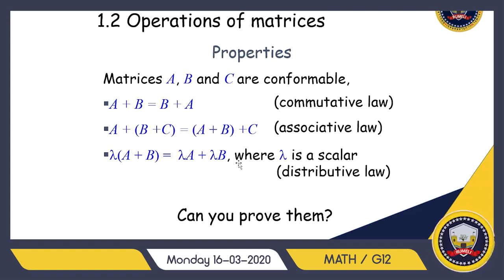The third property is the distributive property. If we have a scalar and we want to multiply this scalar by the addition of A plus B, we can distribute this lambda over A and B. So lambda multiplied by A plus B equals lambda multiplied by A plus lambda multiplied by B, where lambda, as we said, is a scalar or a number. If we want to prove these properties, you can use matrices in an example, and you can prove that you have these properties in each one of these operations.